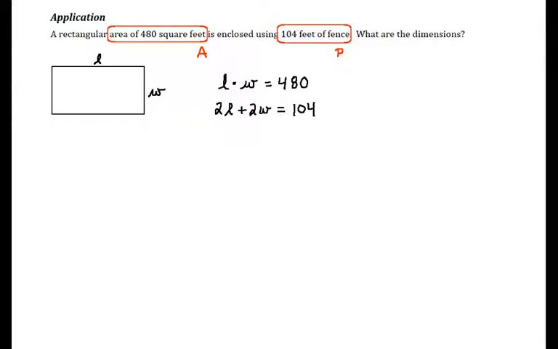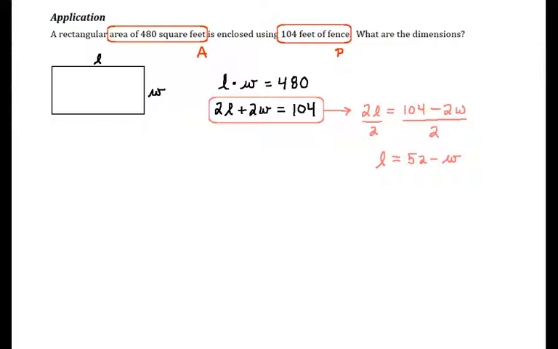So this second one is a linear equation. The first one is not, because my two variables L and W are multiplied together. So I'm going to start with the linear equation and solve it for either L or W. It really doesn't matter which one. So 2L is equal to 104 minus 2W. Then if I divide both sides by 2, that gives me that L is equal to 52 minus W, just dividing each of those coefficients on the top by 2.